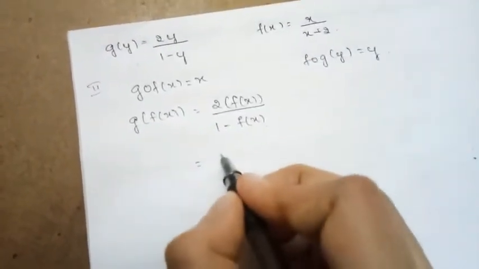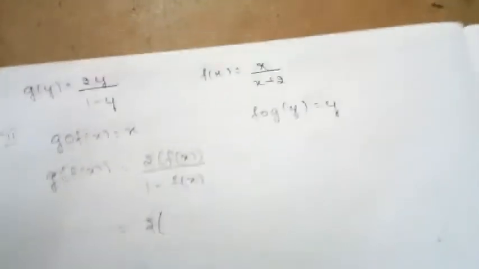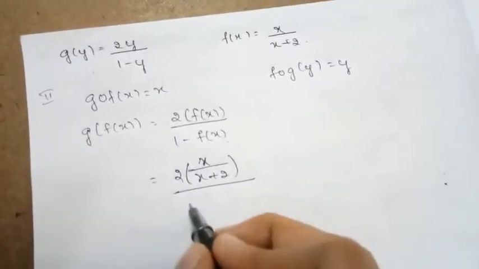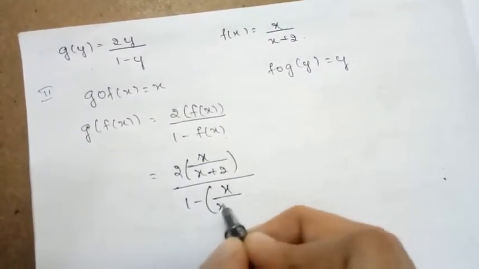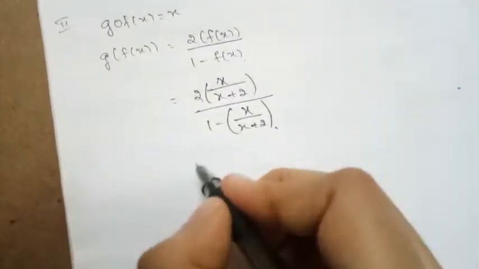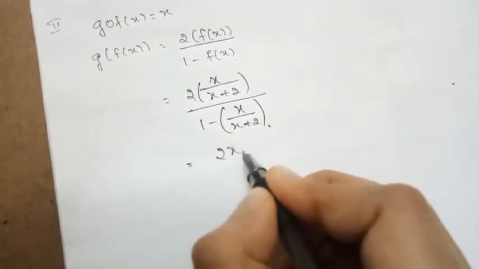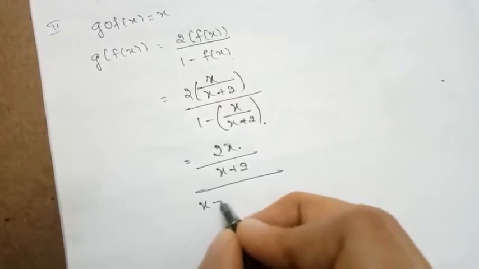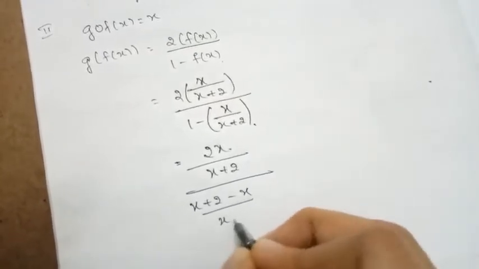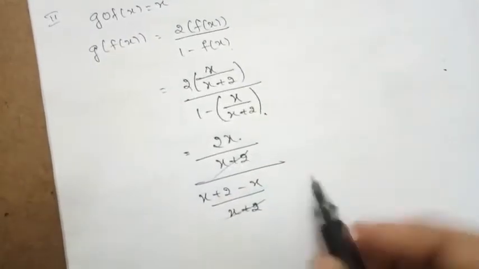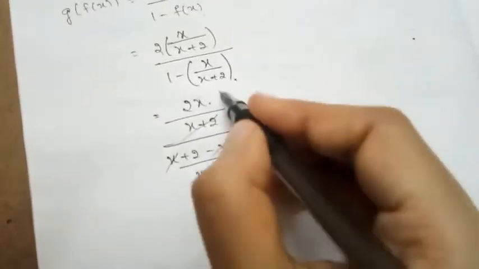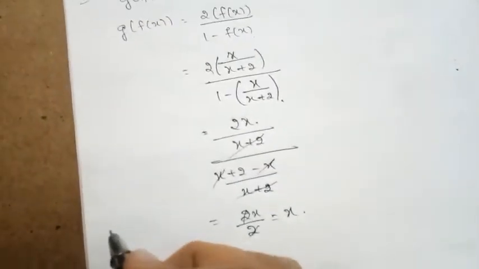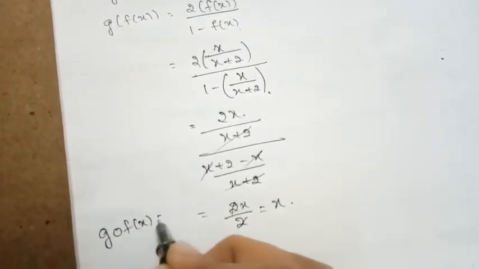So what is f of x? It is nothing but 2 into x divided by x plus 2, divided by 1 minus x divided by x plus 2. So now let us take the LCM. In the numerator there is no requirement of LCM, but in the denominator we require LCM. x plus 2 minus x divided by x plus 2. x plus 2, x plus 2 get cancelled. Minus x plus x get cancelled. So the remaining here is 2x divided by 2. 2 gets cancelled. So what we got? g of f of x is equal to x.